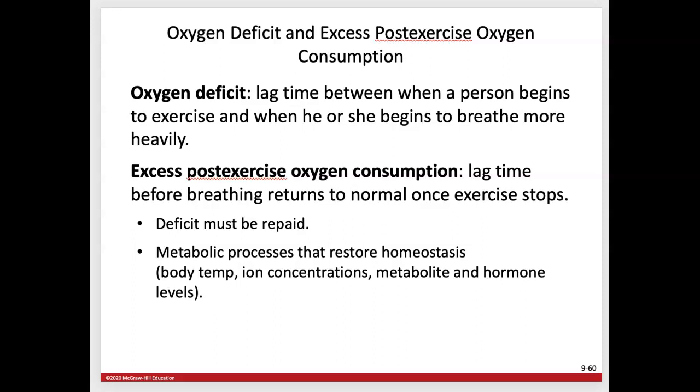So you get off a stair stepper and make it all the way to maybe the lockers, and maybe you're still breathing heavy. It's because your body is still repaying that oxygen deficit that you used up. Metabolic processes that restore homeostasis, such as body temperature, ion concentrations, metabolite, and hormone levels, will all help to restore that post-exercise oxygen consumption.